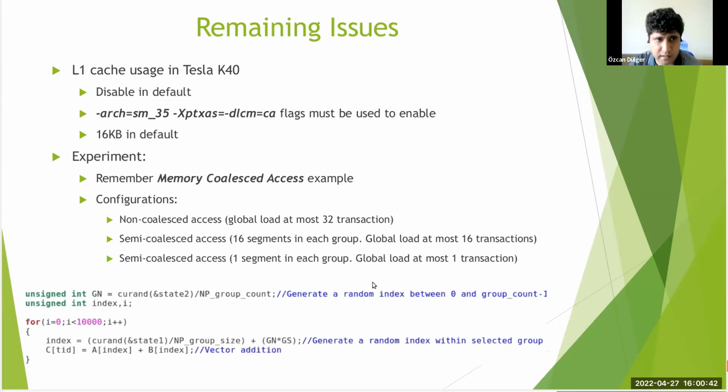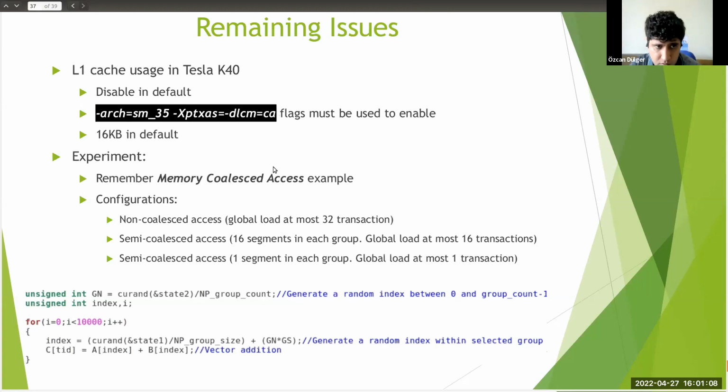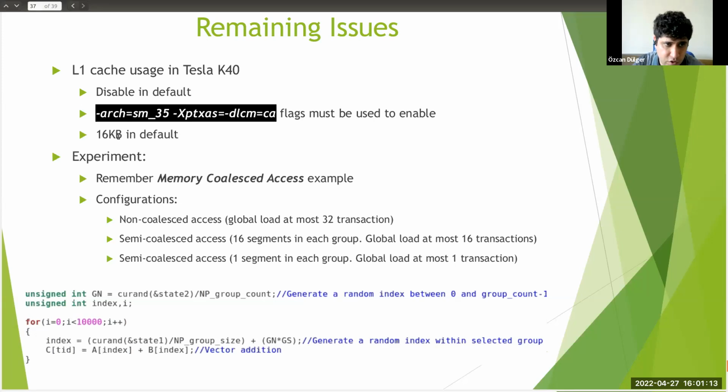Okay, let's continue with the L1 cache use in the Tesla K40 board. It is in disabled mode by default. So the L1 cache is disabled by default. In order to enable the L1 cache use, you need to enter these flags. And the size of the L1 cache is 16 kilobytes by default.